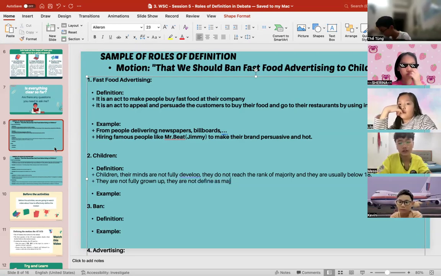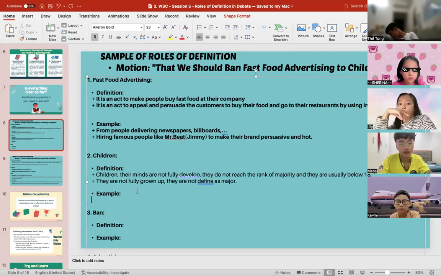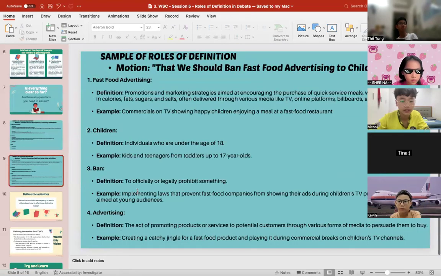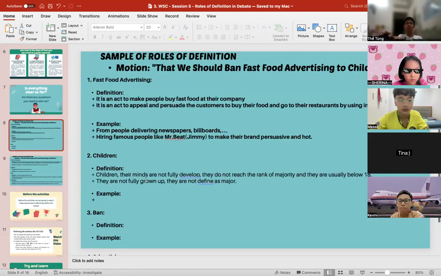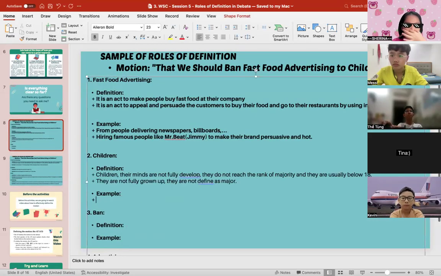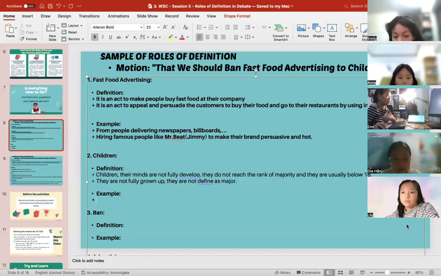Okay, really good definition, short and on topic. Okay, thank you, Sharina. Does anyone have any example about children? Let's call someone else.